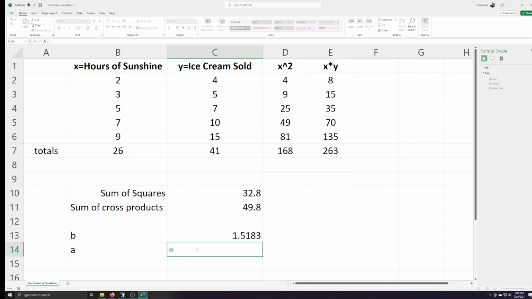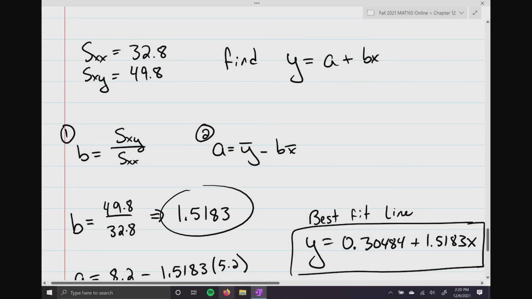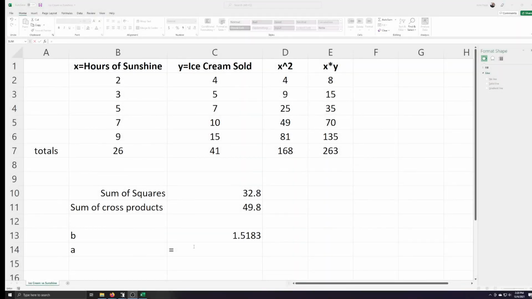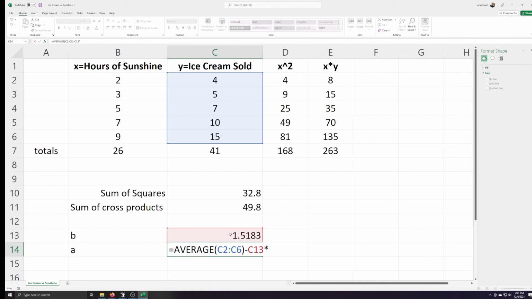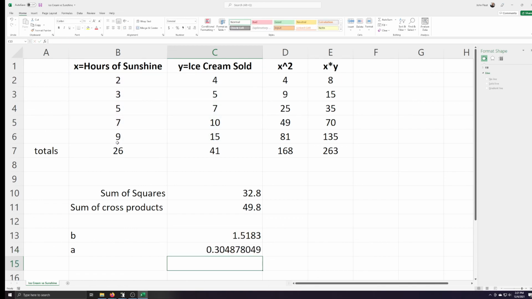Now remember, A is equal to, and I'll go back to our notes so you can see it real quick, A is equal to y bar minus B times x bar. So I'm going to type in the average of y bar. So it's going to be all my y values minus B, which is right here. Oops. Times the average of all my x values. And there's our 0.3049. And we round that to 3 decimal places.